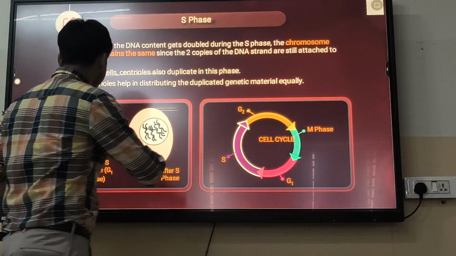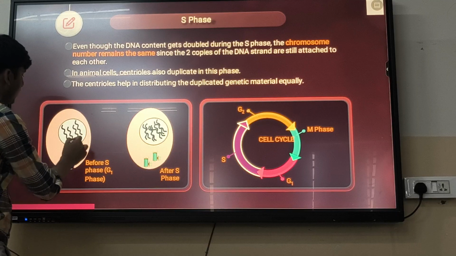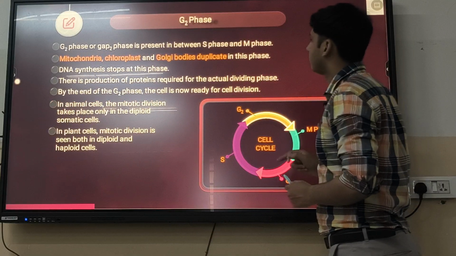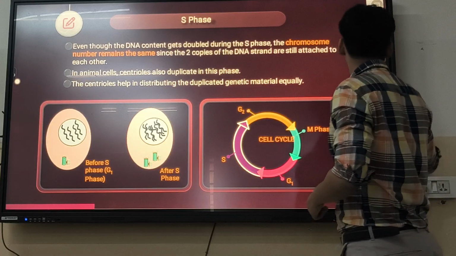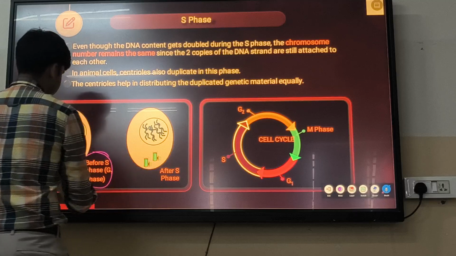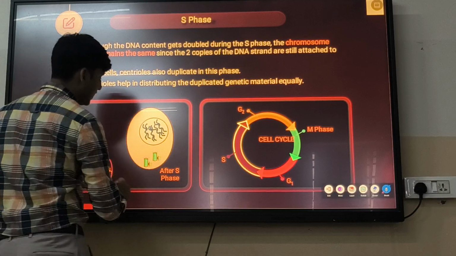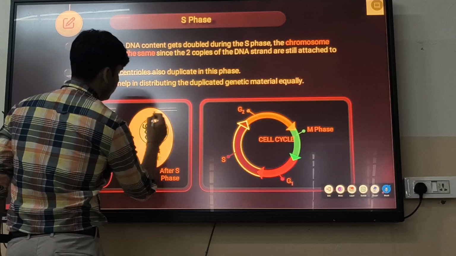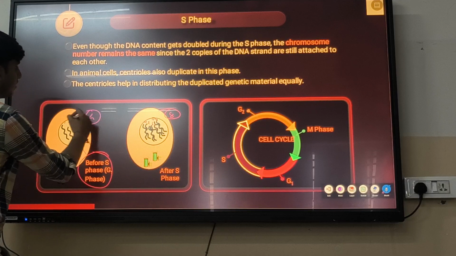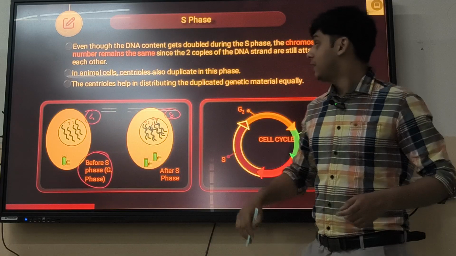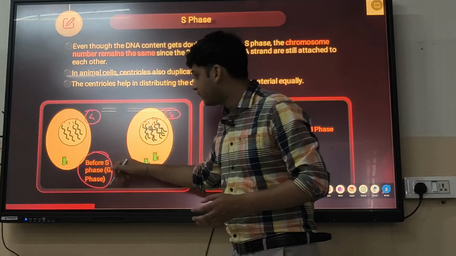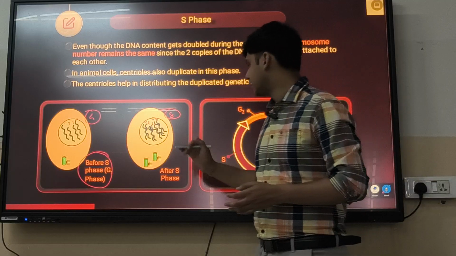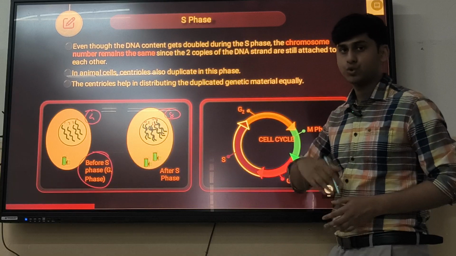Now see, before S phase, only a few chromosomes or DNAs were there. See, only a few number of DNAs were there before the S phase. See, only 1, 2, 3, 4. But here, after S phase, there are 1, 2, 3, 4, 5, 6, 7, 8. Total 8 chromosomes are there, whereas here there are only 4 chromosomes. Okay. So, that is a major difference. Before S phase there are only 4 chromosomes, whereas after S phase there are 8 chromosomes. So the number gets doubled.